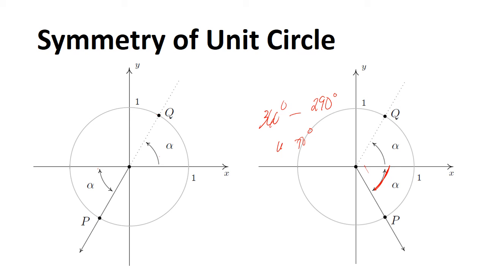Pag kinuha mo yung cosine ng 70 at cosine ng 290, parehas lang. Pero yung sine ng 70 at sine ng 290, negative lang yung sine ng 290. Pero parehas sila ng tinatawag nating magnitude or para silang number na lalabas. Sine lang sila magkakaiba. Okay, so para ma-appreciate nyo, magbigay tayo ng example.